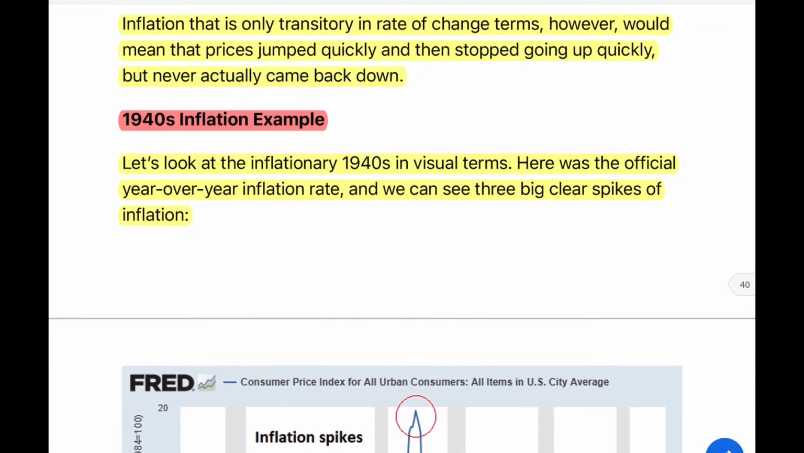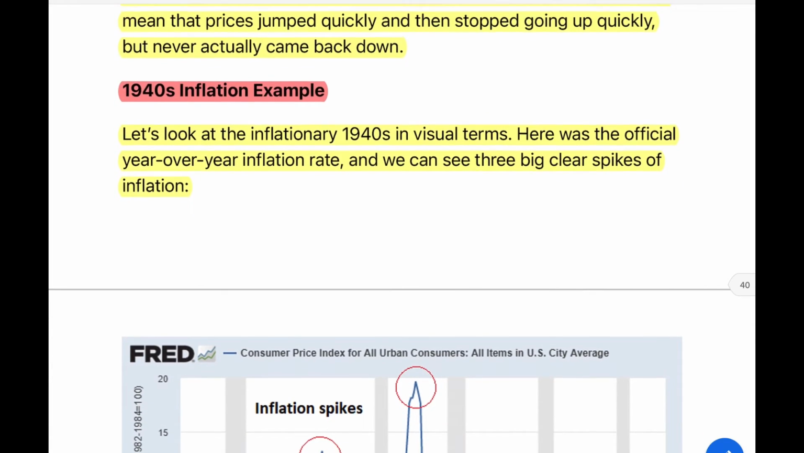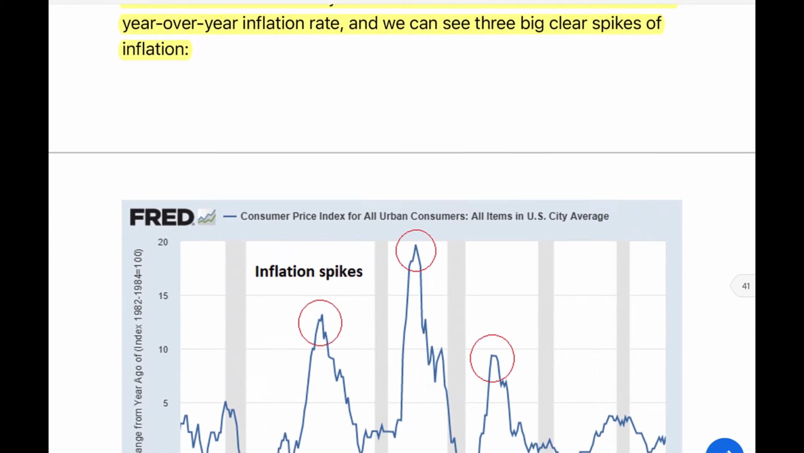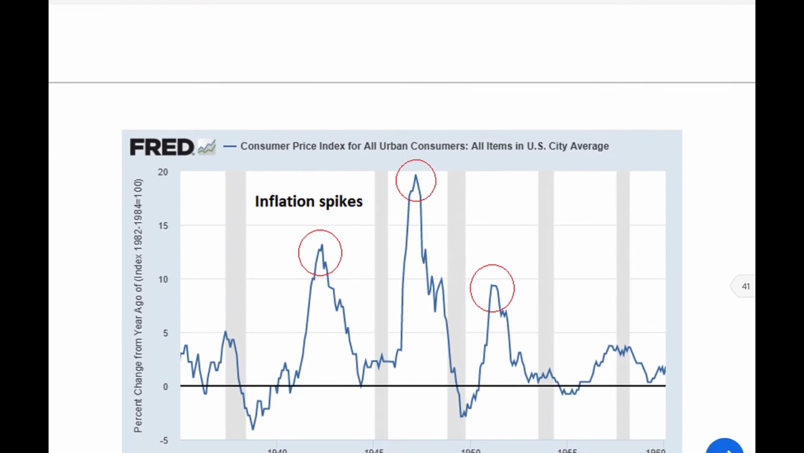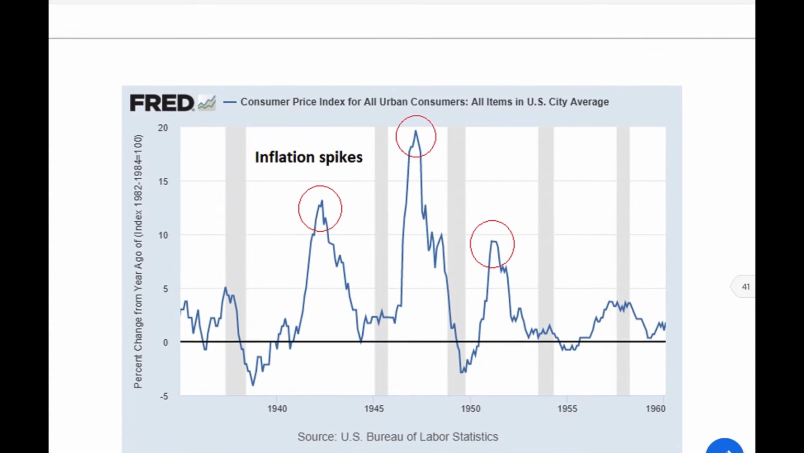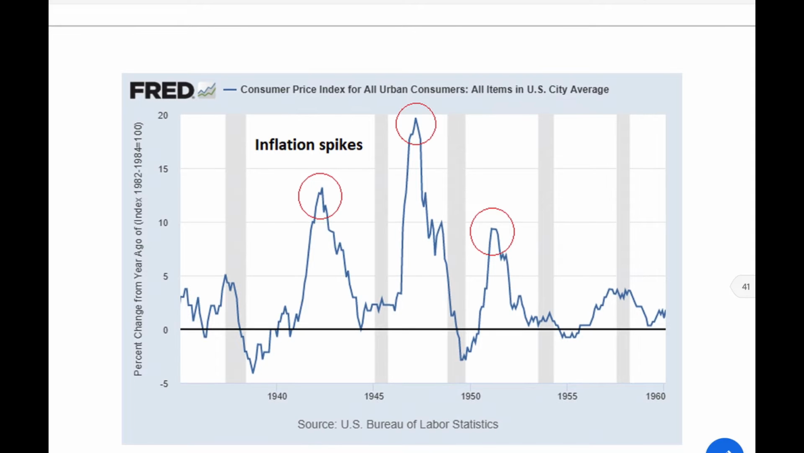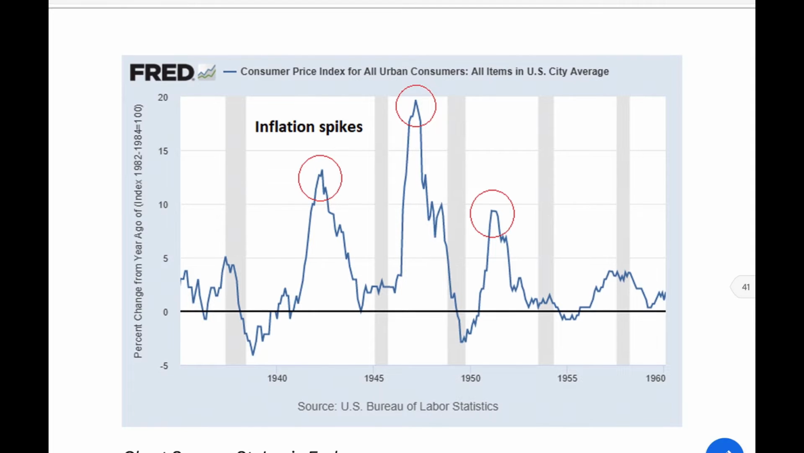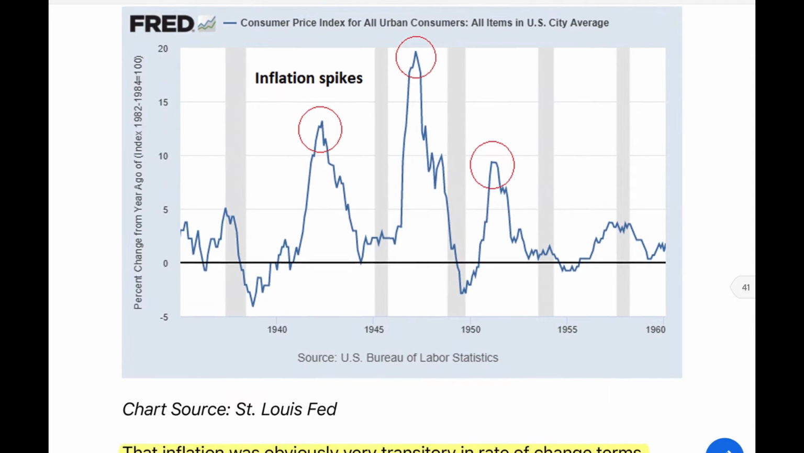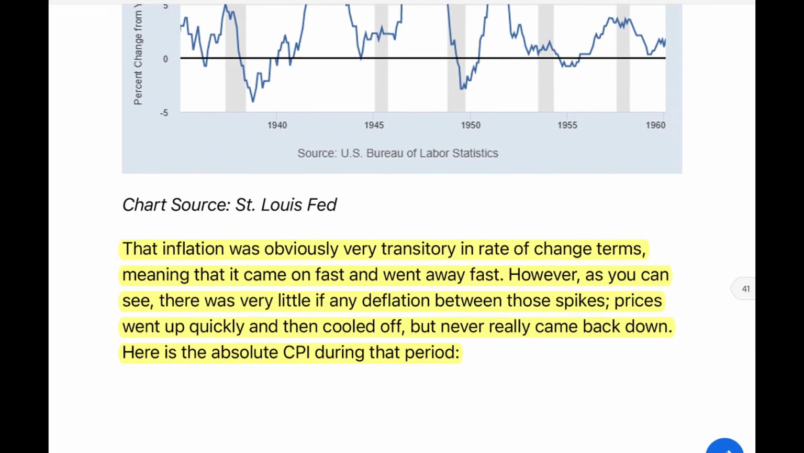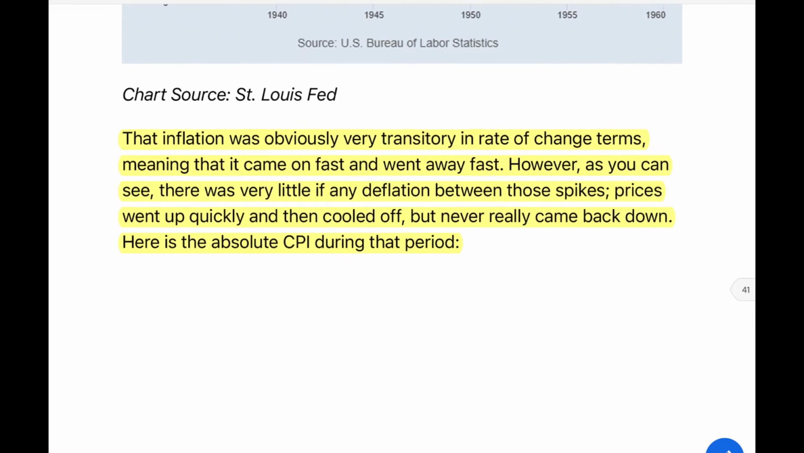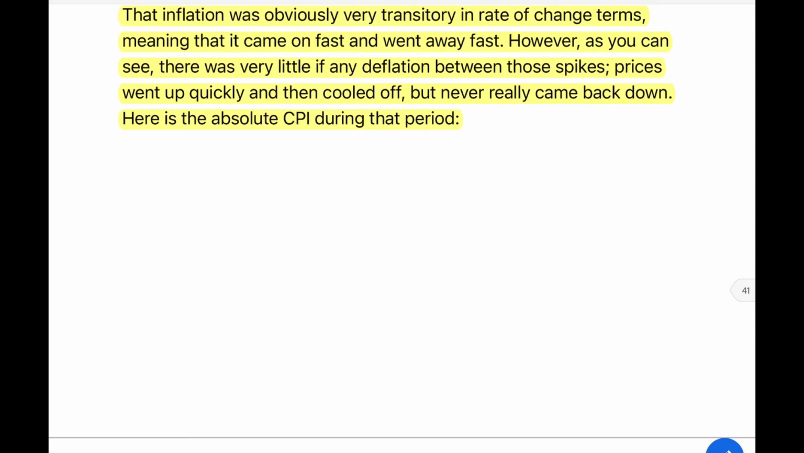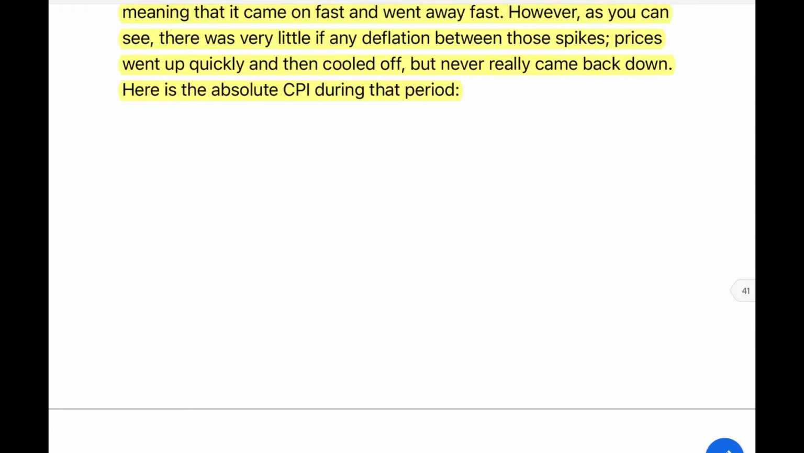It goes over the 1940s inflation example. It gives you a chart with the year-over-year inflation rate, and we can see the three big clear spikes of inflation. So you can see the years where they had a problem. This is the transitory inflation, where the prices went up, but then you saw them drop down close to where they were before the increase. That inflation was obviously very transitory in rate of change terms, meaning that it came on fast and went away fast. However, you can see there was very little, if any, deflation between those spikes. Prices went up quickly and then cooled off, but never really came back down.